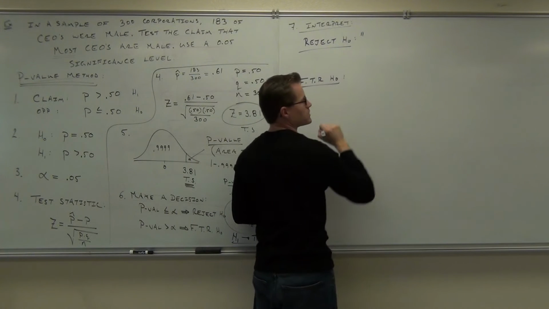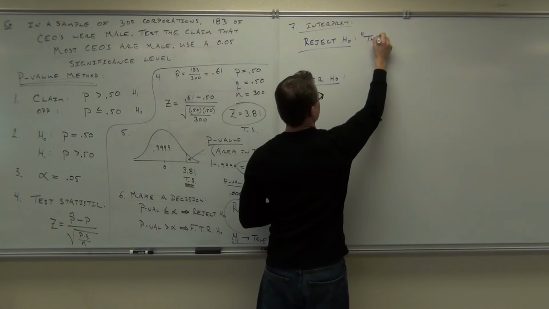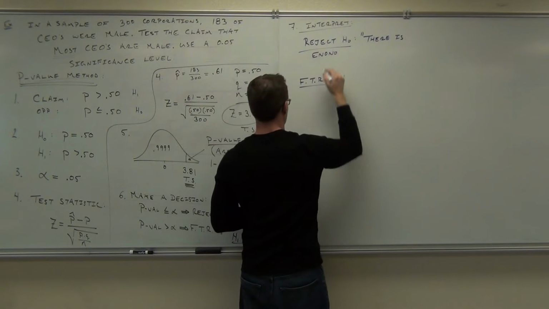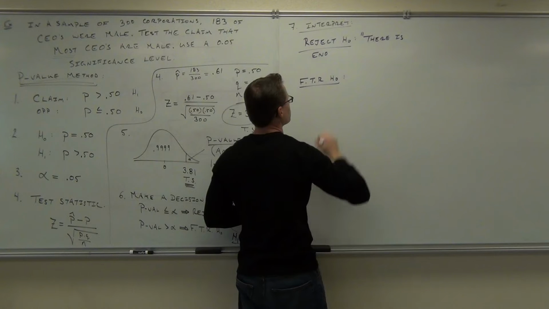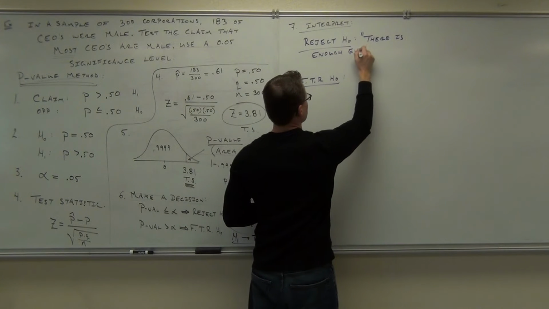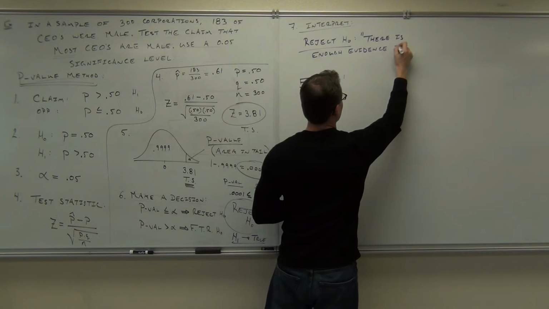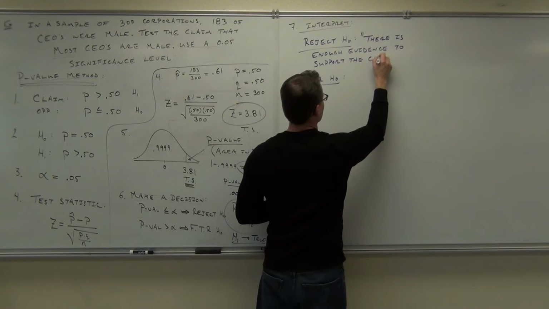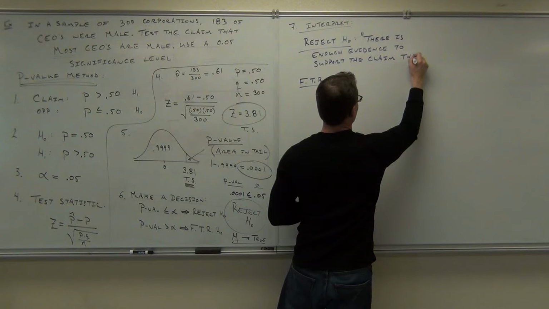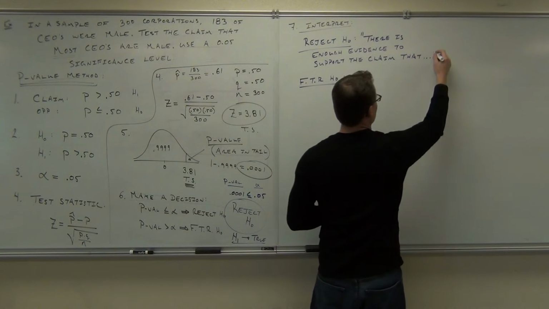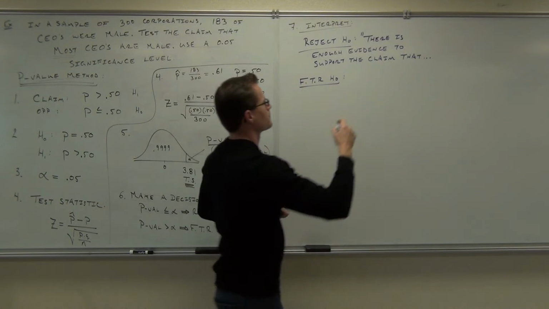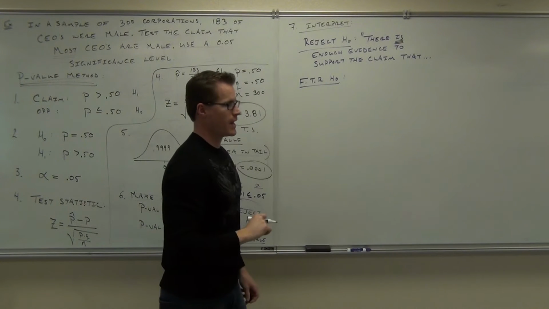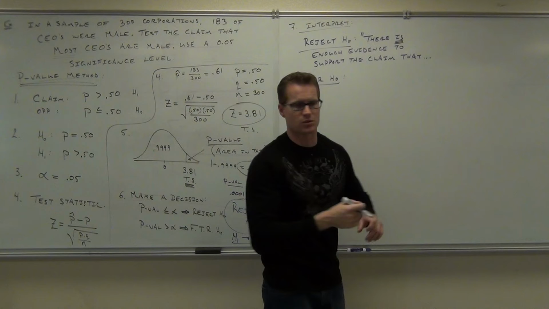So reject h sub 0, here's what I want to see on your paper. There is enough evidence to support the claim that, and then you're going to state the claim. In our case, most CEOs are male.